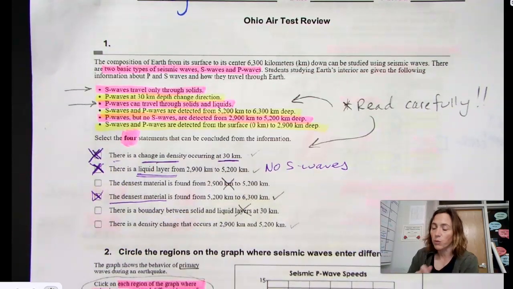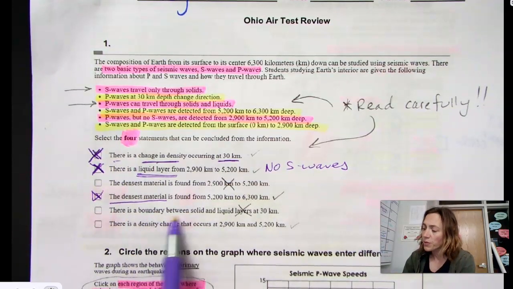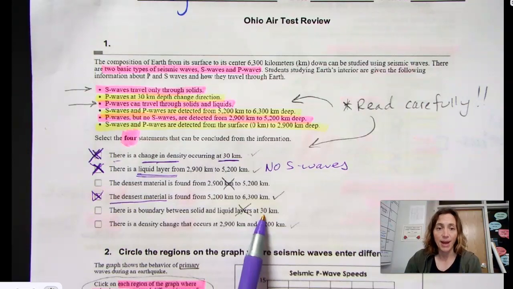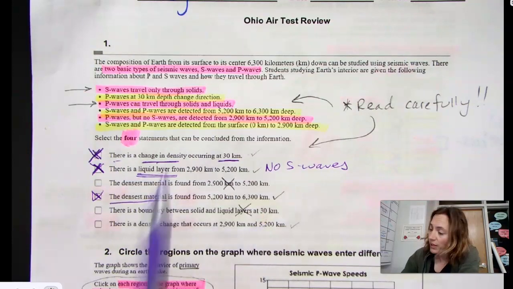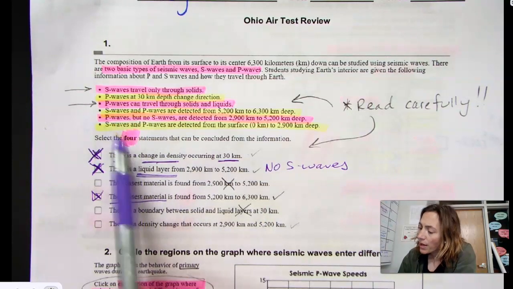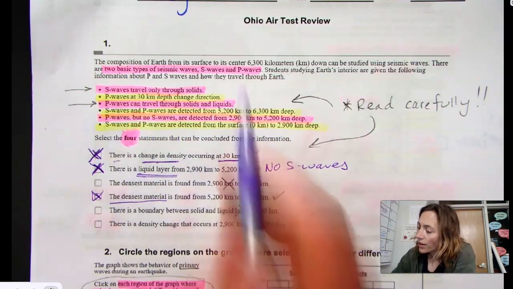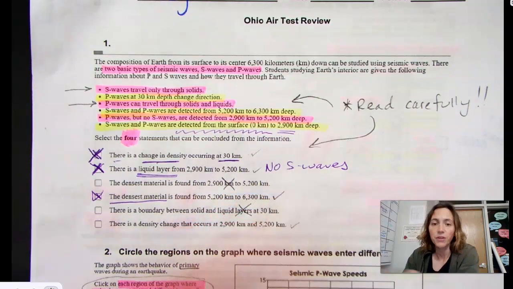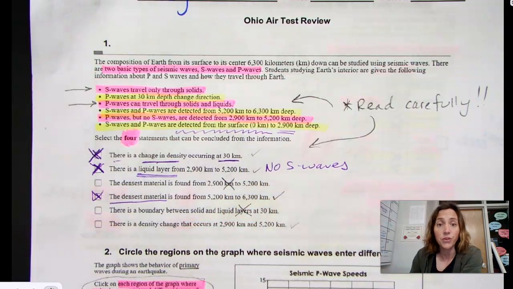Okay, we need to pick one more. There is a boundary between solid and liquid layers at 30 kilometers. That's not true. We know density changes, but we have P waves and S waves traveling through that. So how do we know that? P waves, hold on a second. There we go. S waves and P waves are detected from the surface to 2,900 kilometers. So that includes 30 kilometers deep.